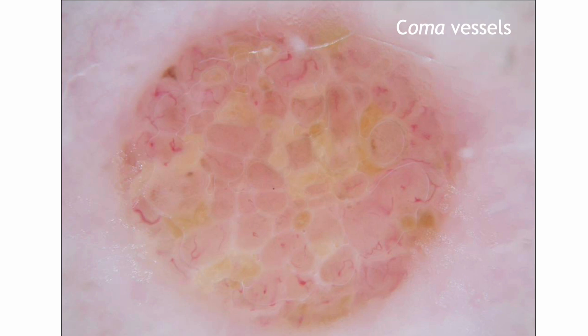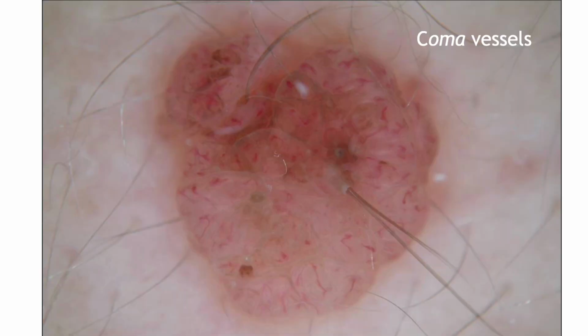As you can see here, these typical comma vessels are the clue to know that this is an intradermal verrucous nevus. And again, sometimes with these typical hairs without globules and with very banal homogeneous pigmentation, or completely pink lesions with these comma vessels.